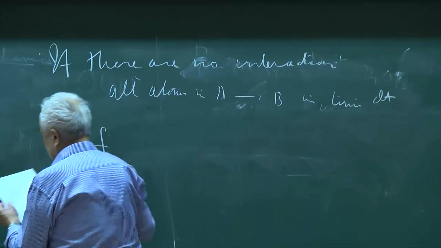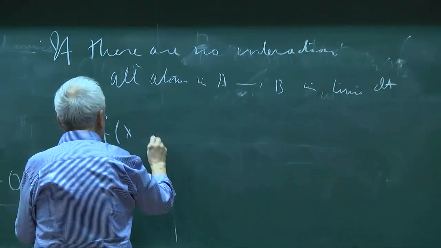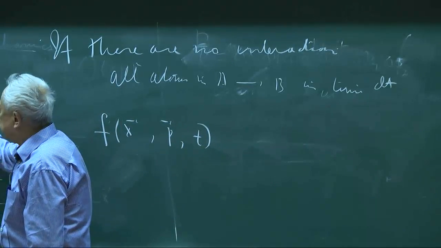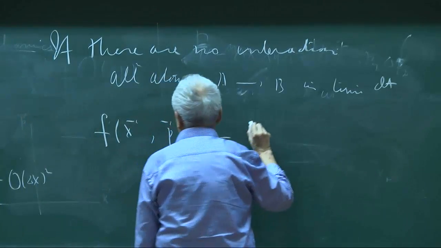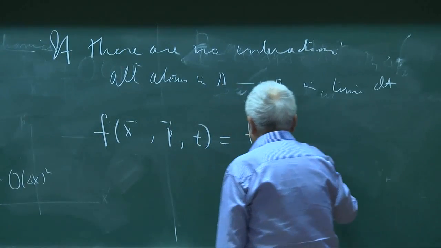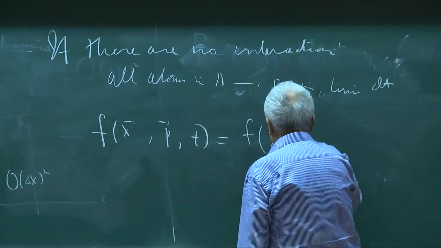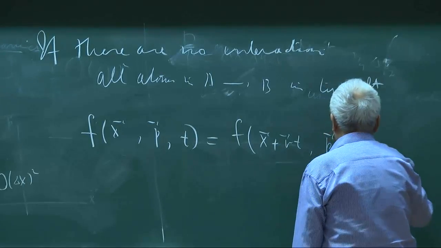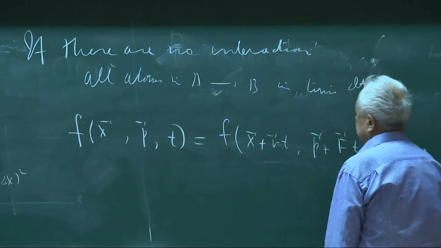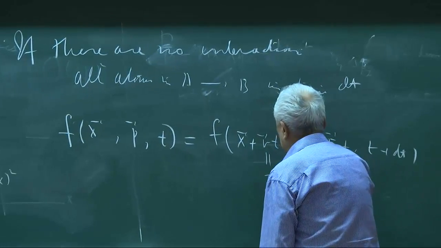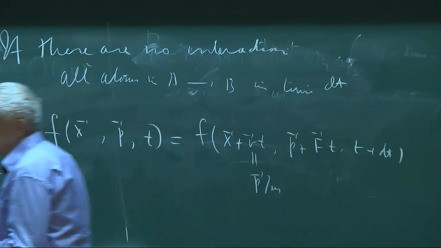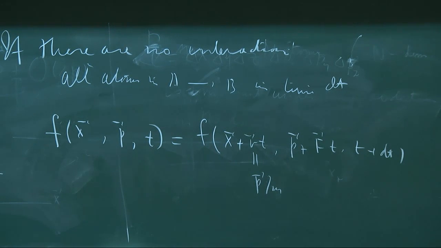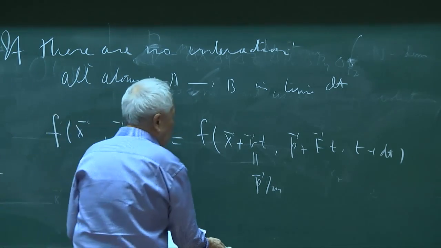since the volume element does not change, that means f of x, p, and t, that's the number of atoms here, is equal to the number of atoms here, which is equal to f at x plus vt, that's equivalent Newton, and p plus Ft, where F is external force, at time t plus dt. And v, of course, is p over m. So this is the equation for how this changes.